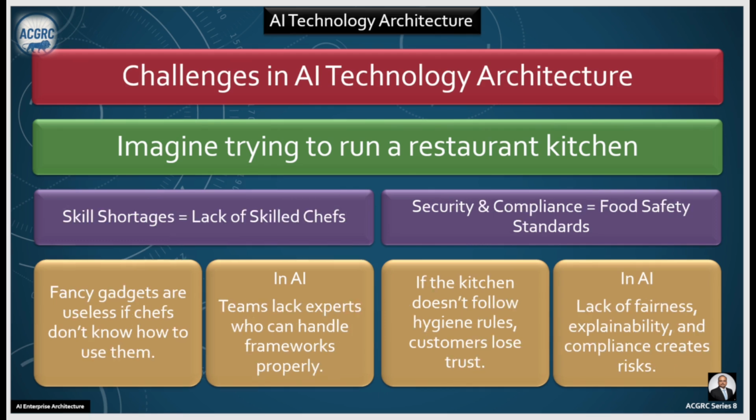Moving on, fancy gadgets are useless if chefs don't know how to use them. Similarly, in AI, teams lack experts who can handle the framework properly. This is the skill shortage. Now, if the kitchen doesn't follow hygiene rules, customers would lose trust. Similarly, in AI, lack of fairness, explainability, and compliance creates risk. This is the challenge that you have in the security and compliance space.